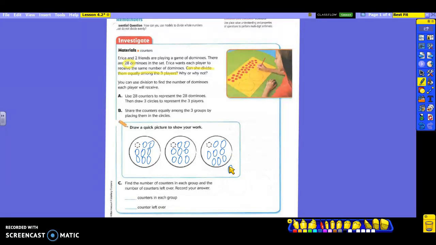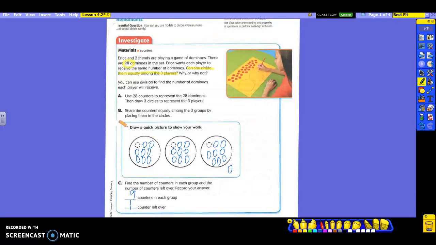Okay? So it says to find the number of counters that are in each group and the number of counters that are left over and record our answer. So how many were in each group? 9. So you'll write that in down here. And how many were left over? 1. Yes, Brayden, do you have a question? Okay.